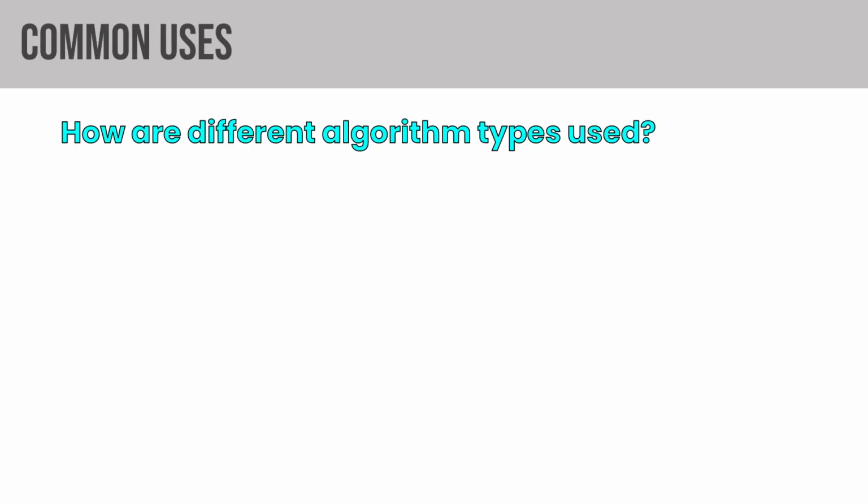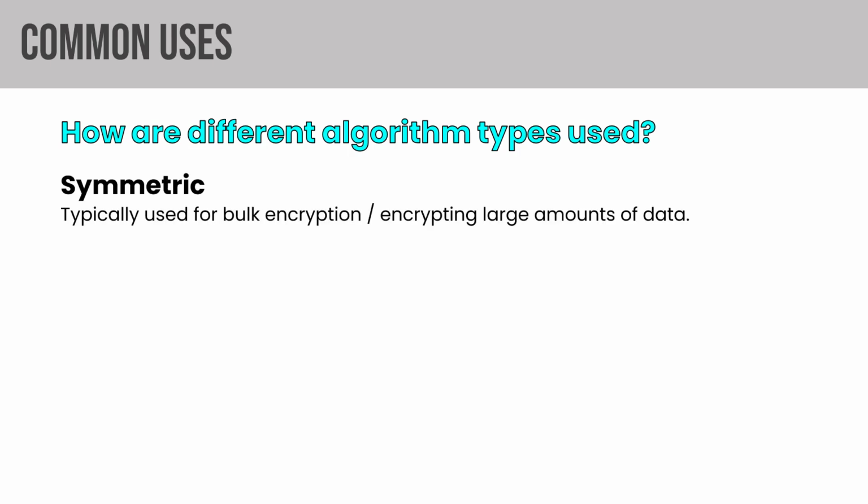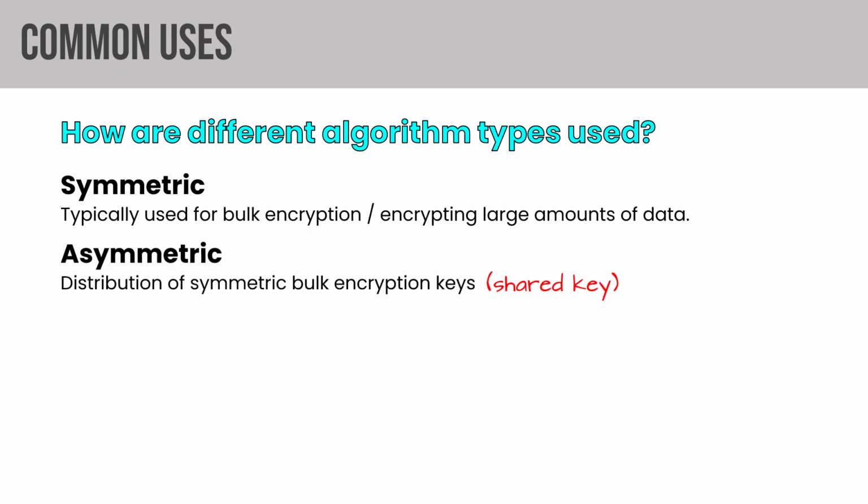So, common uses of encryption. How are different algorithm types used? Well, I mentioned that symmetric encryption is typically used for bulk encryption, for encrypting large amounts of data. Symmetric encryption is quite fast. The challenge comes in securely transmitting that key to share it between the sender and the recipient. Asymmetric encryption is used for distribution of symmetric encryption keys, that shared key.